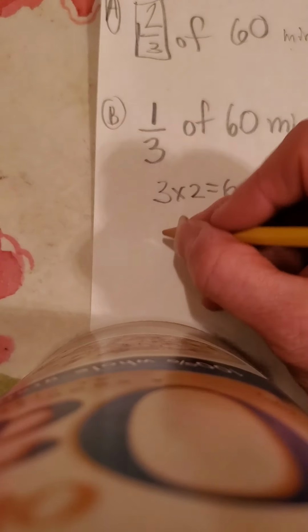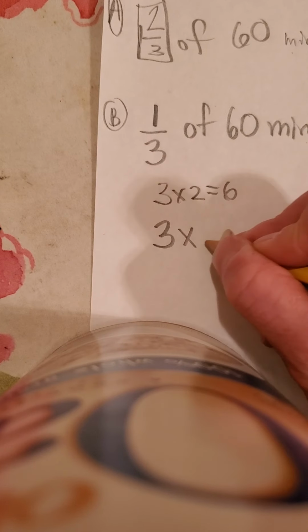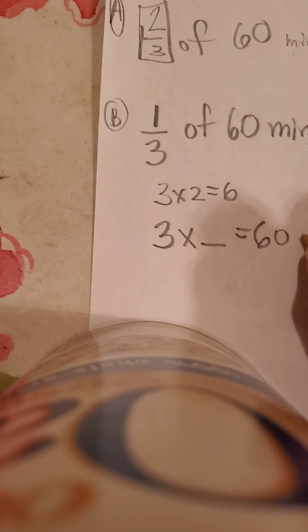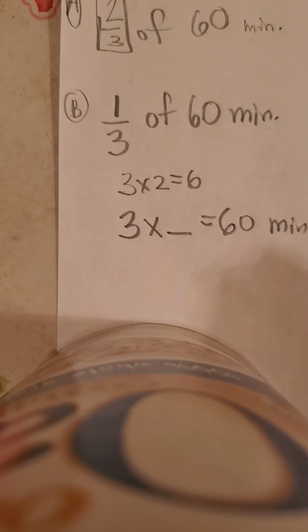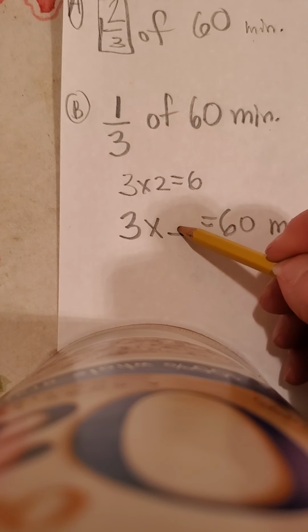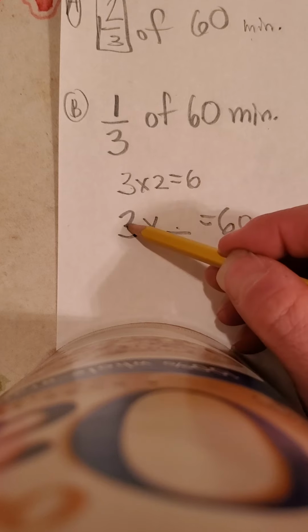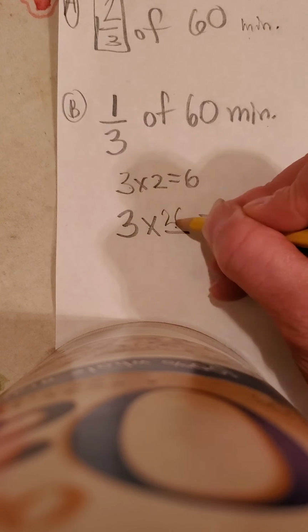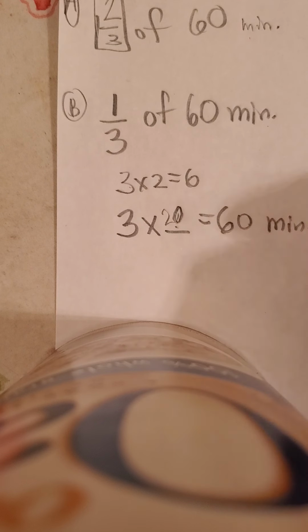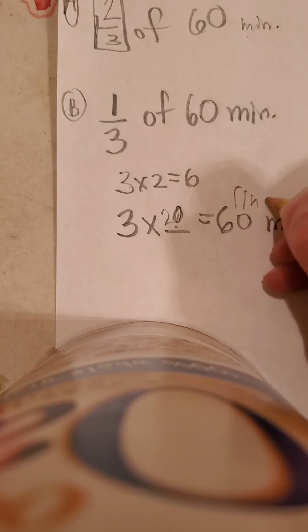Well, now there's a 0 here. 1/3 is the same as 3. So now 3 times what equals 60 minutes. This is algebra. Okay, 3 times what? If 3 times 2 equals 6, then 3 times, with that 0, 20 equals 60 minutes, or 1 hour.